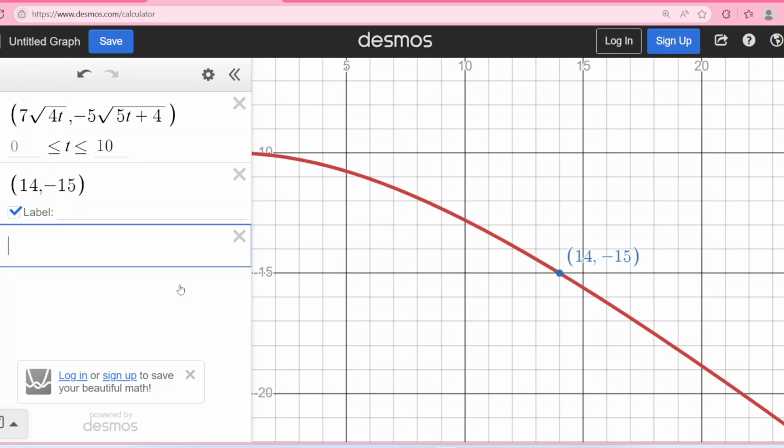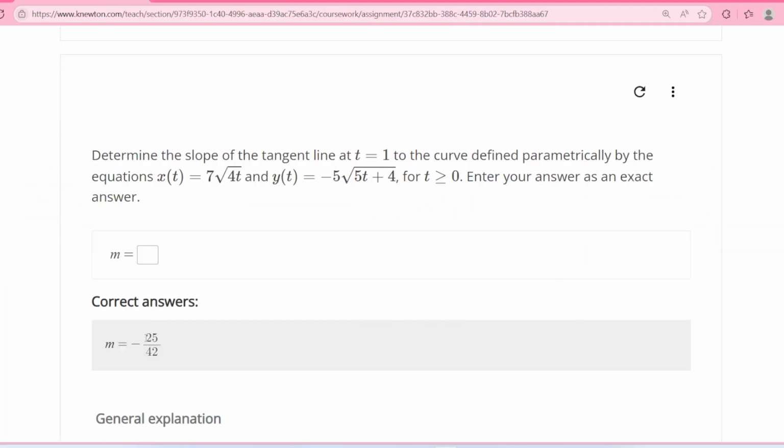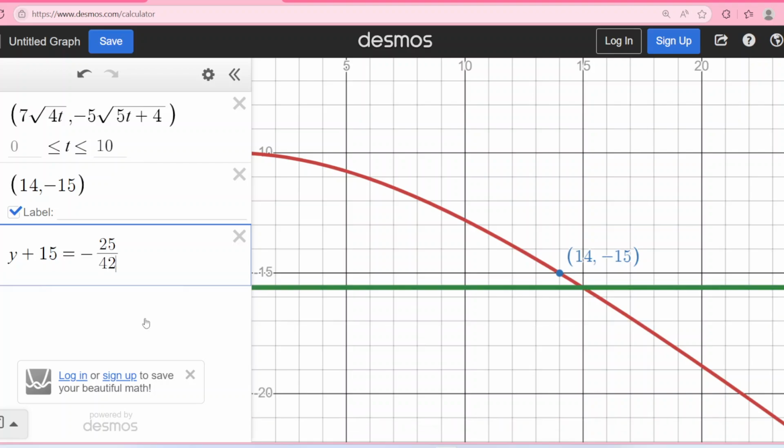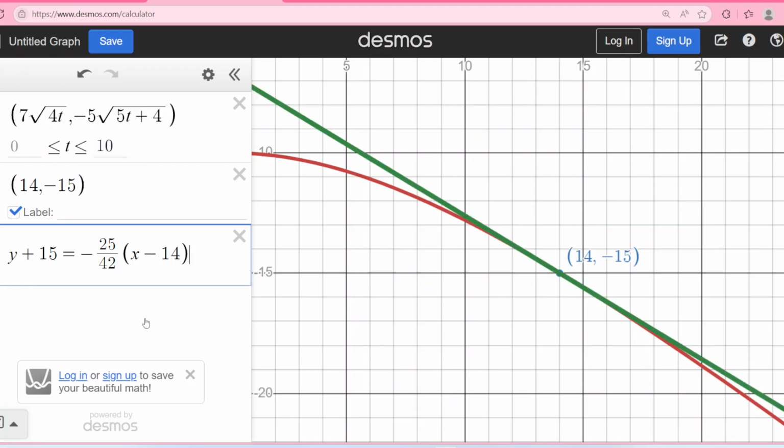So next I'm going to put in the line that would go through this point with a slope of negative 25 over 42, right? That was the slope of the tangent line, that dy over dx I showed you how to get. So I'm just going to put that in point-slope form. Y minus negative 15, so y plus 15. That's y minus the y coordinate of our point equals our slope, negative 25 over 42, times the quantity x minus the x coordinate of our point, which is 14.